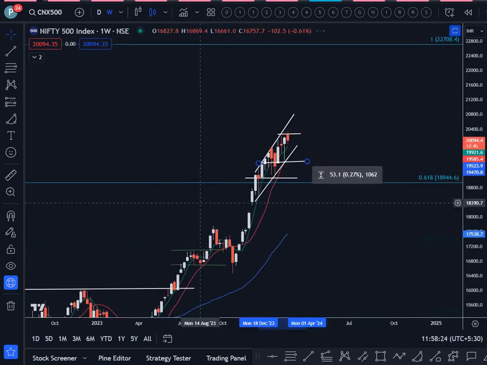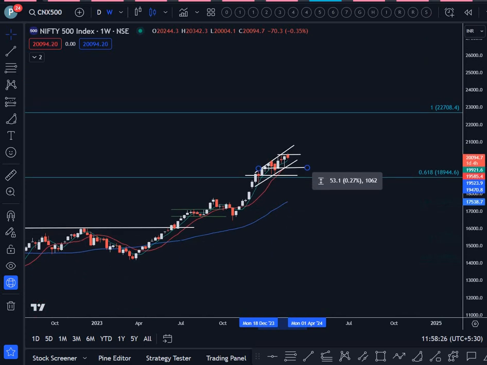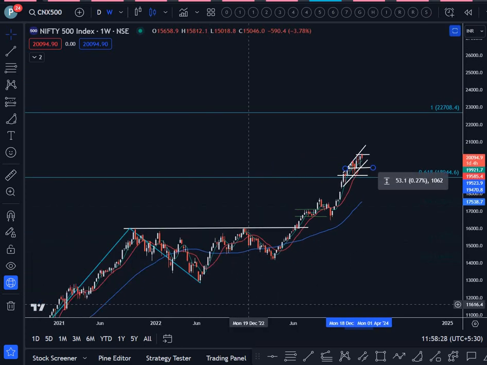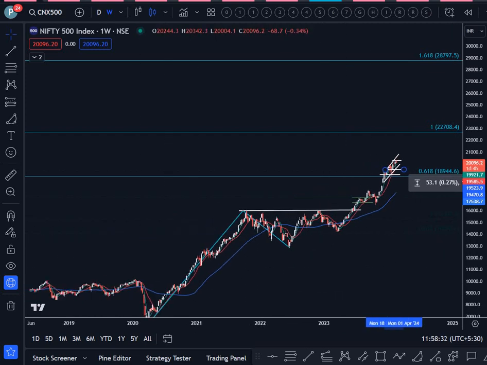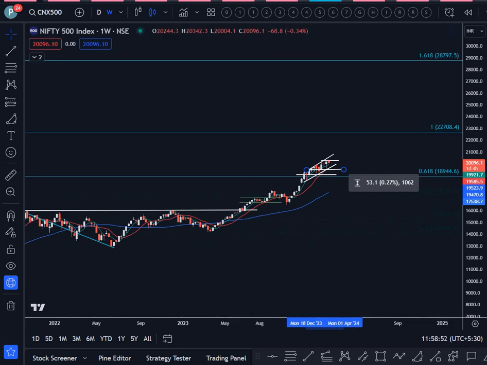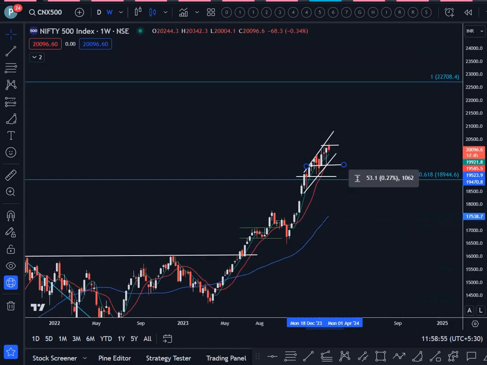I also provided my long-term view on the targets for Nifty 500 using some very simple Fibonacci analysis. So I believe that 22,700 should be a target for Nifty 500 in the short term, and long-term targets are much more ahead. But in the short term or in the midterm, we could see that 22,700 is the target for Nifty 500. So this was a fairly simplistic view of Nifty 500.